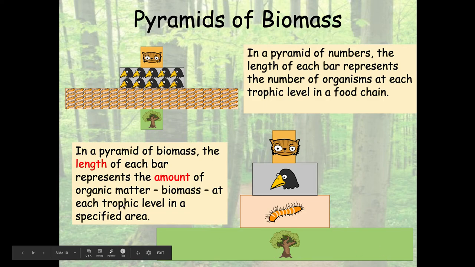So the pyramid of biomass represents the amount of organic matter, biomass at each trophic level. 1, 2, 3, 4. And here we have numbers at each trophic level. 1, huge number, smaller number, 1. So the pyramids are representing numbers, biomass, and if you were to represent energy, it would look like this too. So a pyramid of energy would look the same, because the amount of energy falls as you go up, as you know.